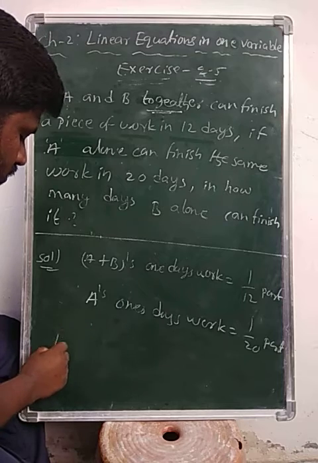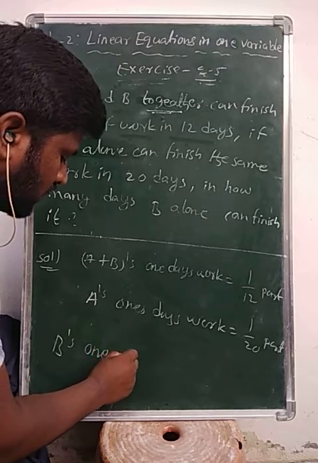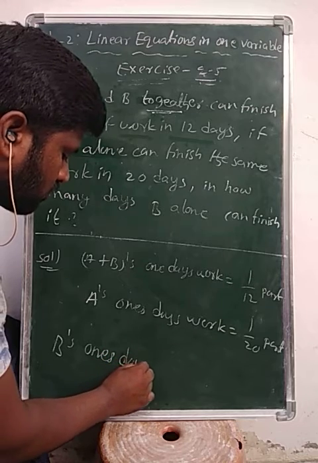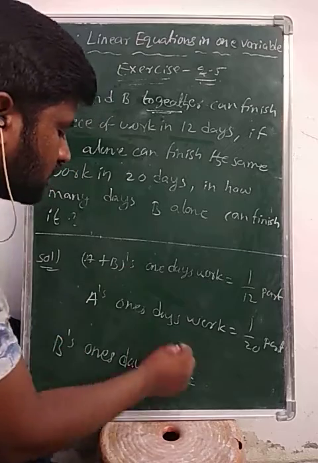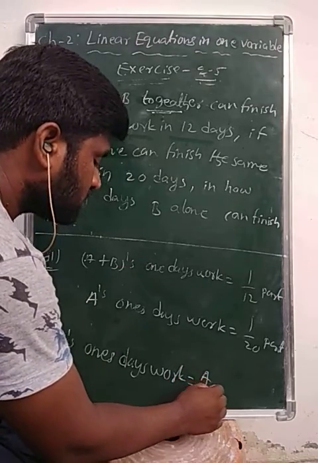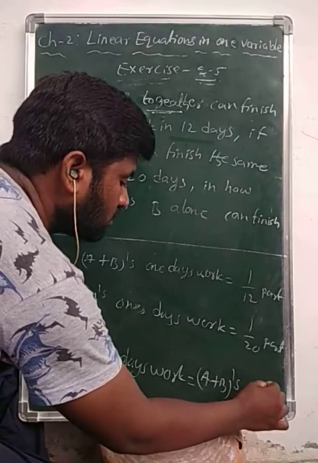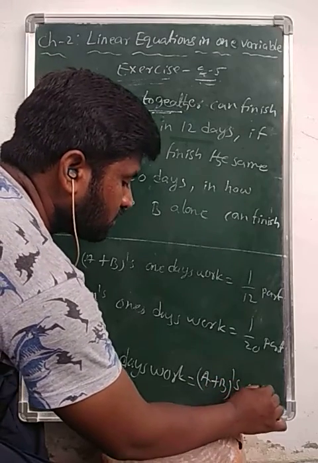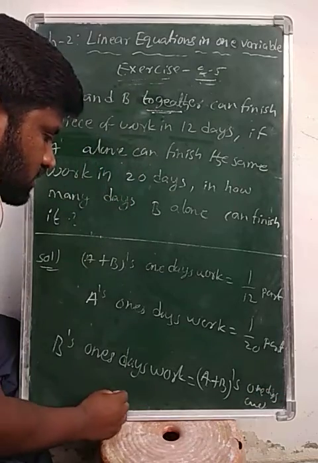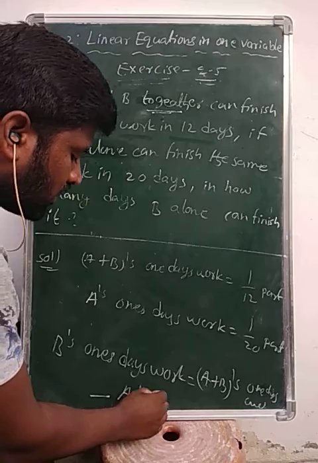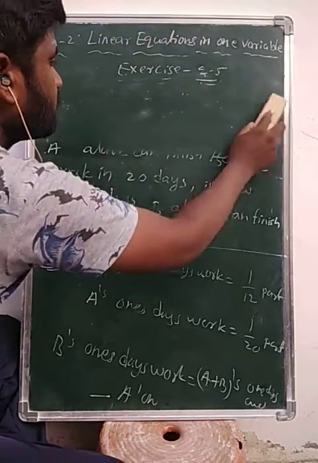If you want B's 1 day's work, B's 1 day's work is equal to A plus B's 1 day's work minus A's 1 day's work. Okay, just see the equation.